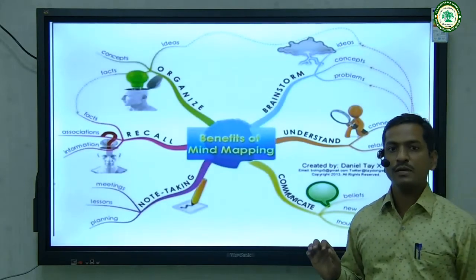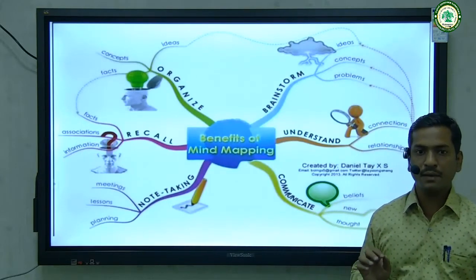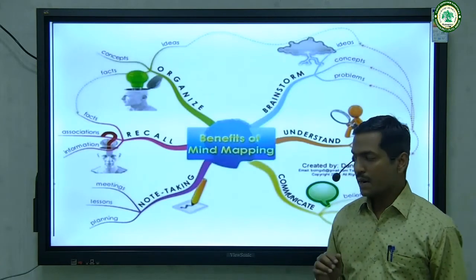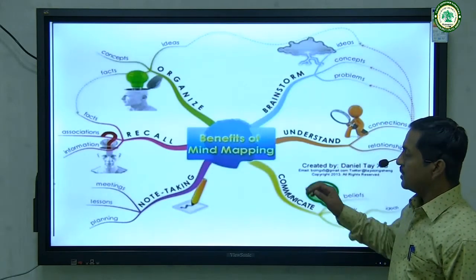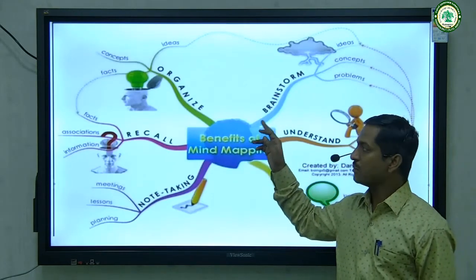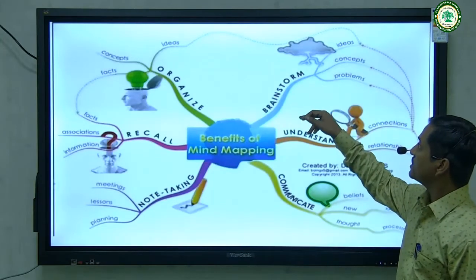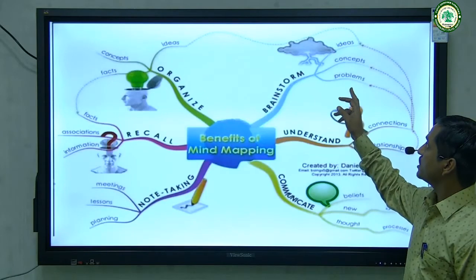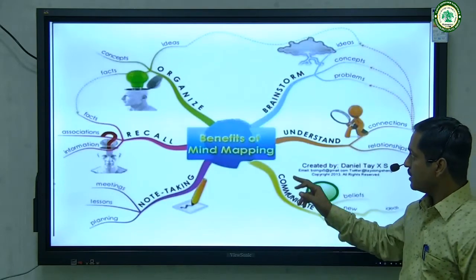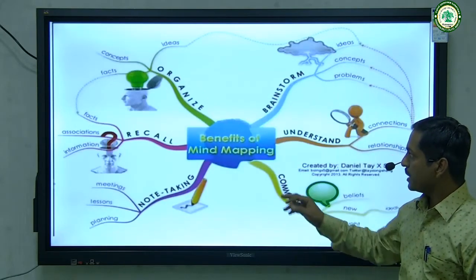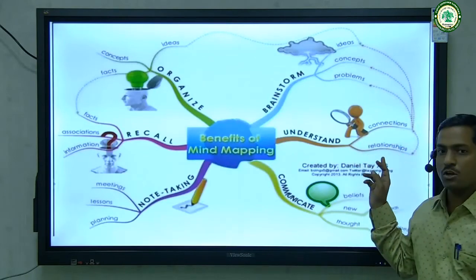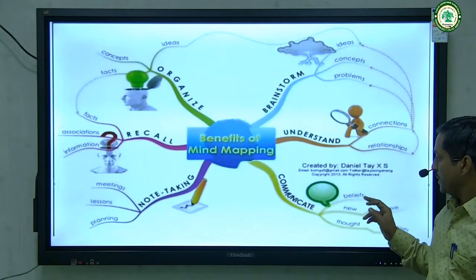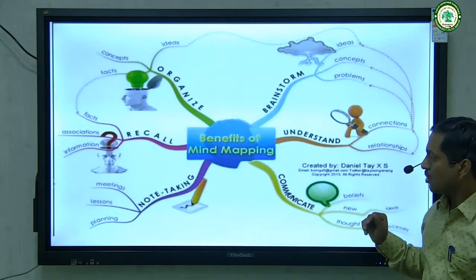So let us focus on the benefits of mind mapping. What are the benefits of mind mapping? Mind mapping is very helpful in brainstorming our ideas. We can brainstorm our concepts or problems. With the help of a mind map, we can understand connections or relationships. We can communicate our beliefs. We can communicate our thoughts.